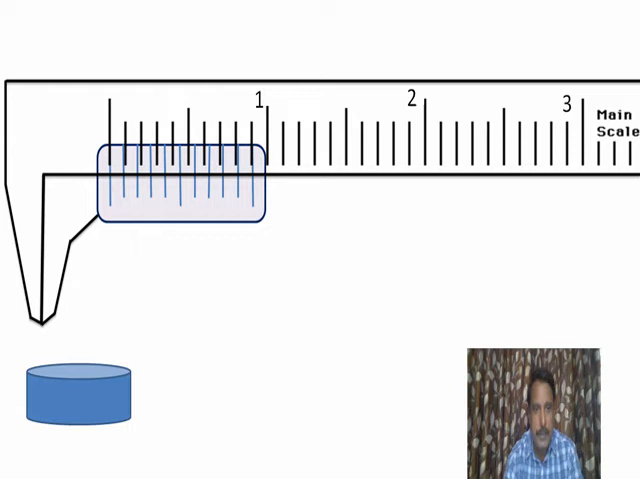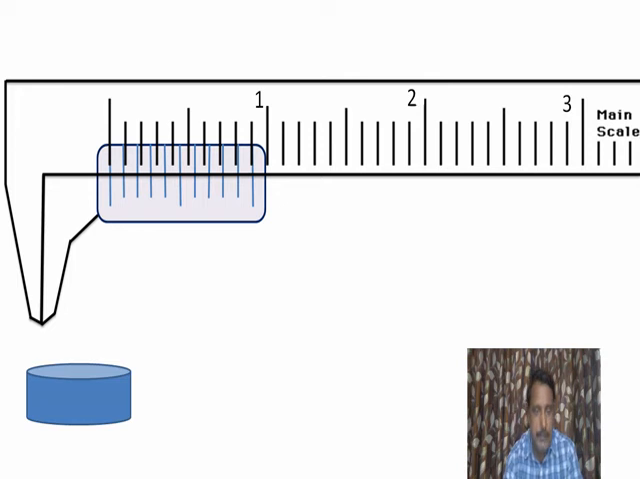Now have a look at this diagram of Vernier caliper. Identify the main scale and vernier scale. You can see this is your main scale. Another thing, consider this distance as 1 centimeter. This distance as 1 centimeter. And have a look at this scale which is shown in a blue color with the blue marks on it. This is the vernier scale.